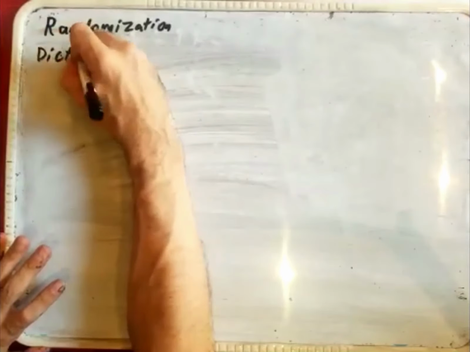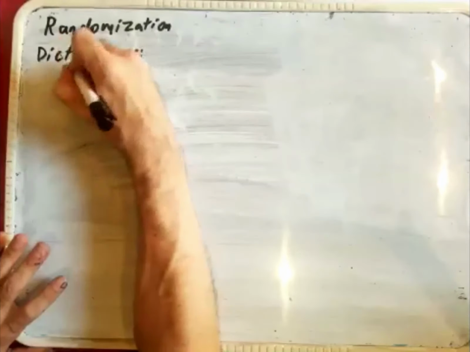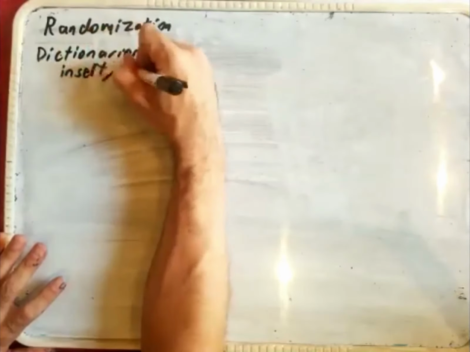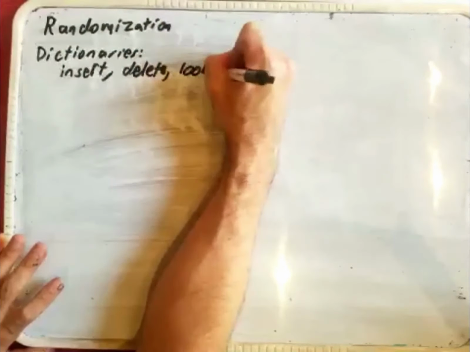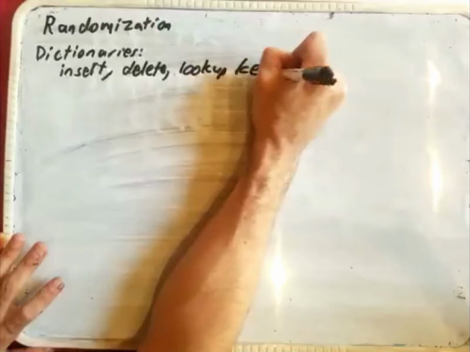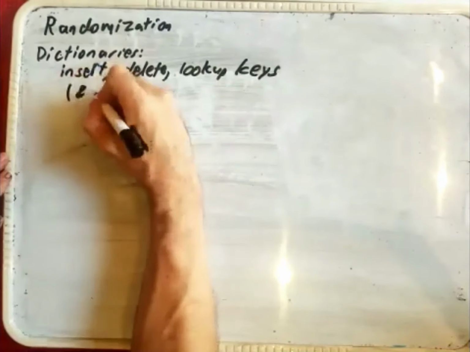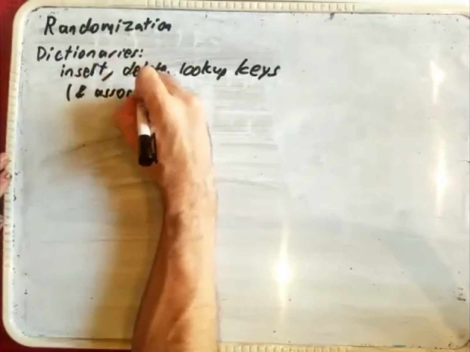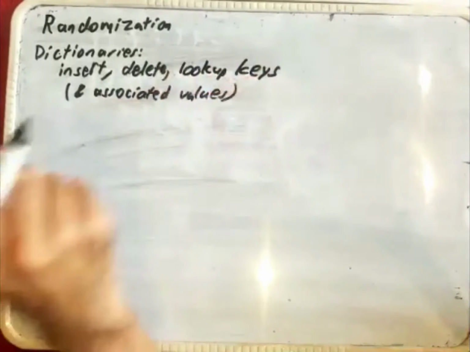We're going to use it to implement dictionaries, which allow you to insert, delete, and look up keys. The simpler version of this is sets, where all you're doing is inserting, deleting, and looking up keys. To make it a dictionary, you associate a value with each of these keys.